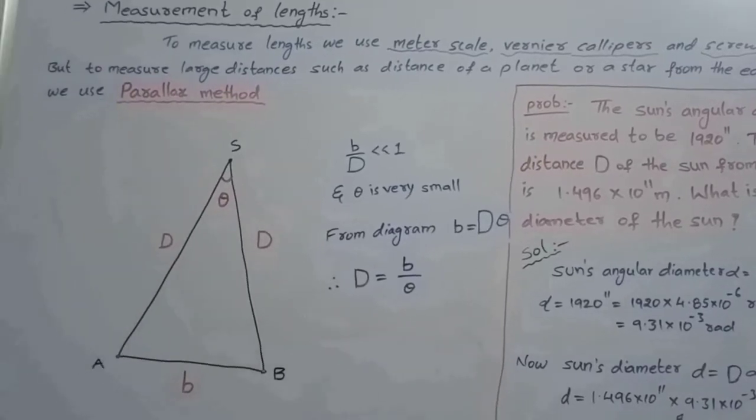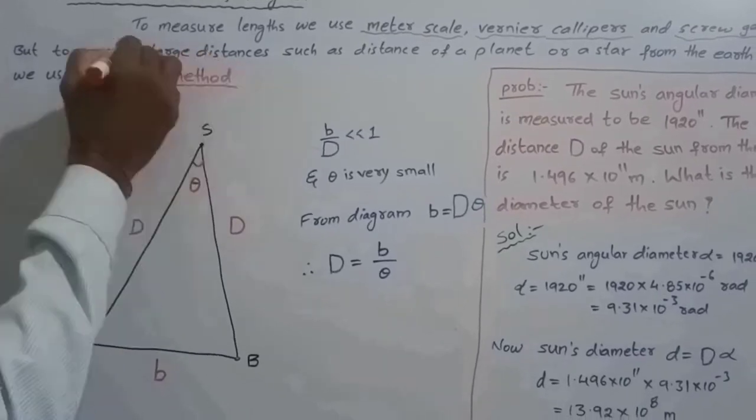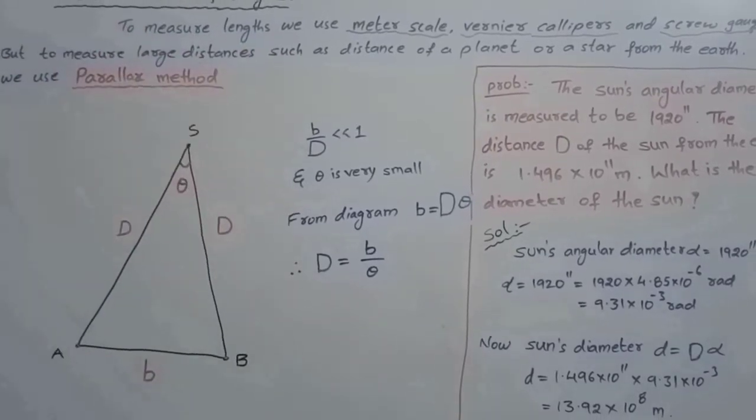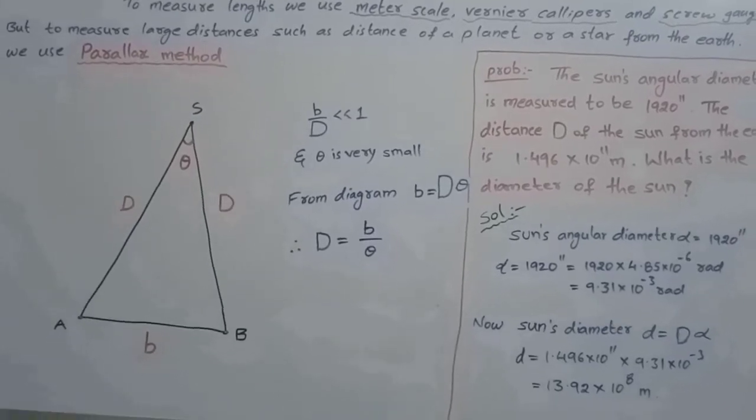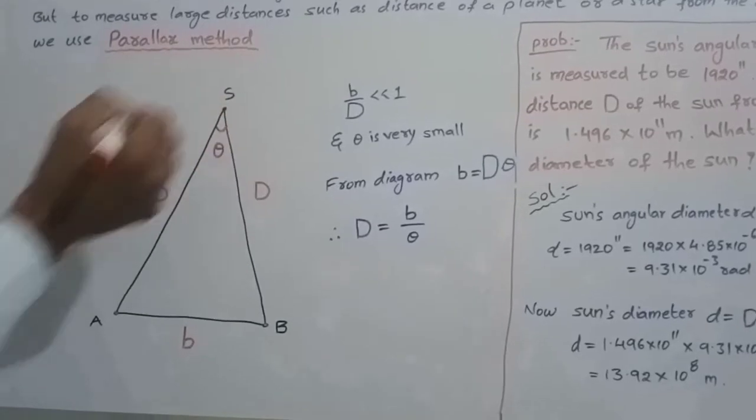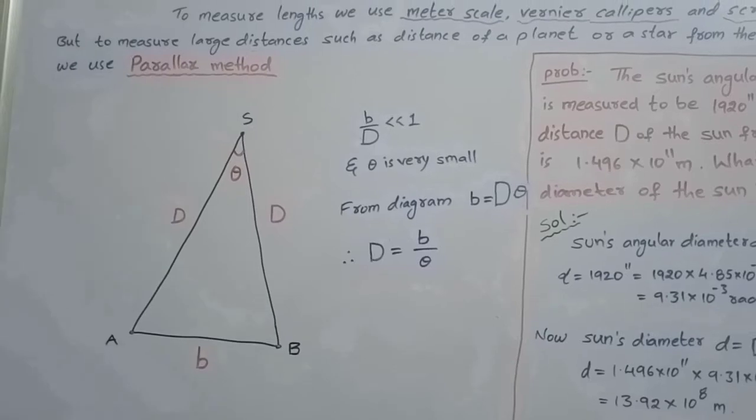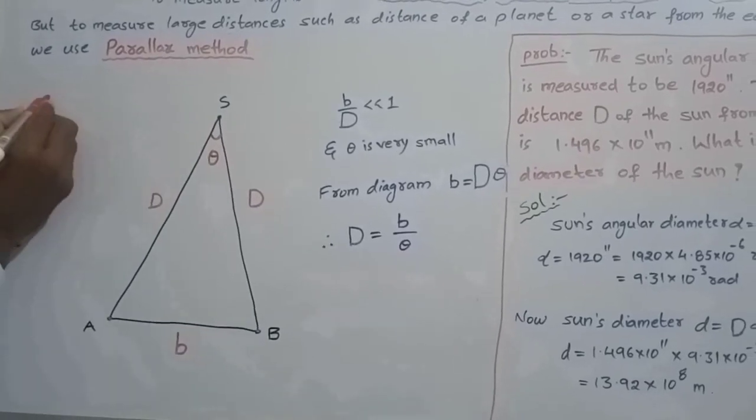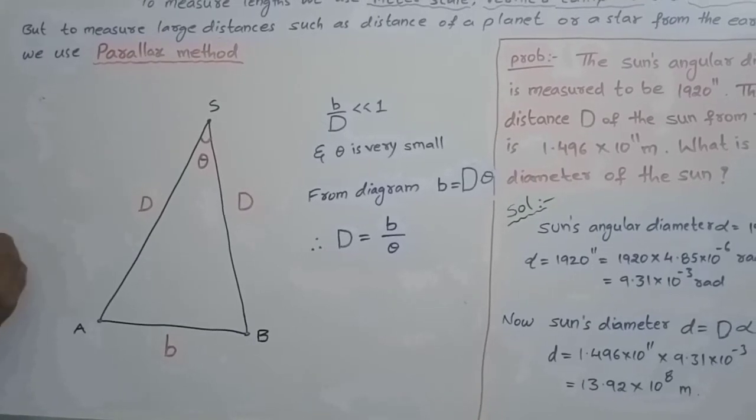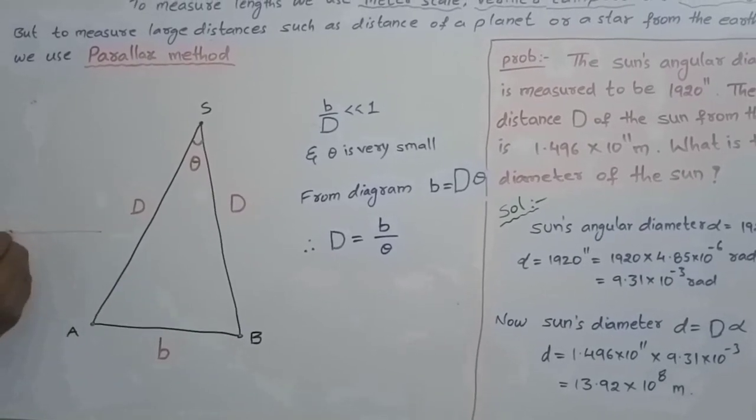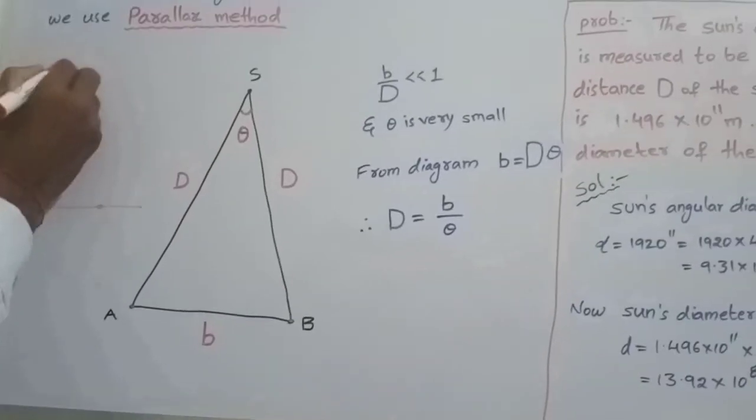The parallax method is the method to determine large distances. In the parallax method, we observe the star from two various places on the Earth's surface. Suppose this is the star. We observe this star from two various positions on the Earth's surface.